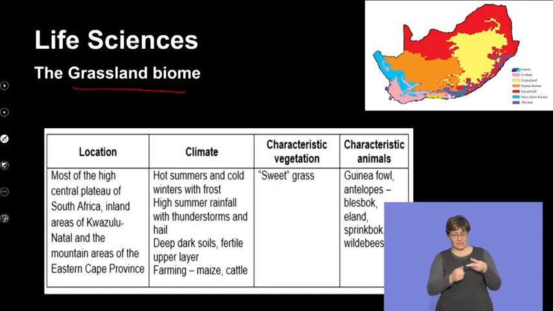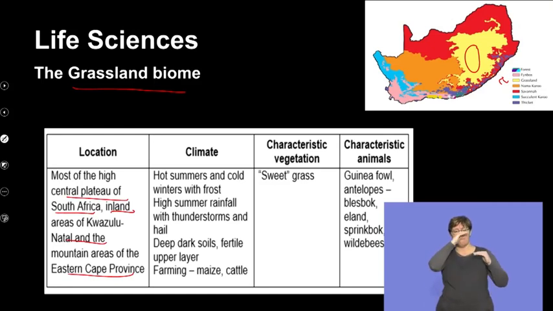Right, so the next biome is the grassland biome. If we go back to our chart, the grassland biome is typically seen in areas that are colored in yellow. Most of these are in the central plateaus of South Africa, inland areas of KwaZulu-Natal, as well as the mountain areas along the Eastern Cape Province. The climate experienced in these biomes is hot summers with cold winters, often with frost. They have a high summer rainfall, with thunderstorms and hail.